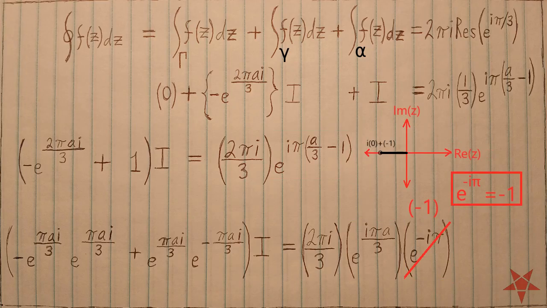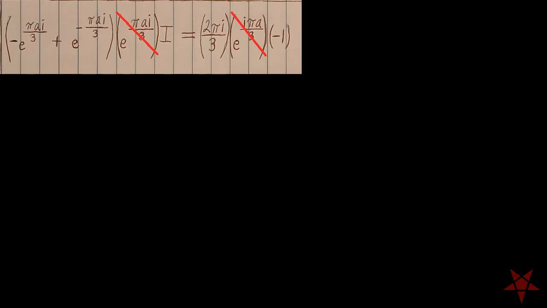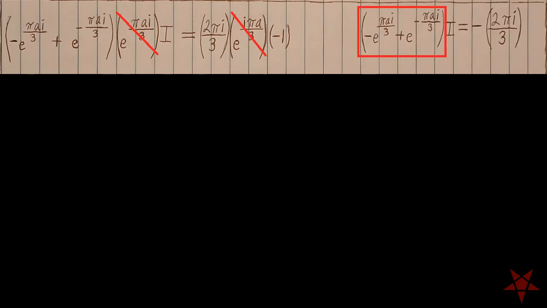The second term, e to the power of negative i pi, reduces to a negative 1. We now have terms on both sides of the equation, 2 on the left and 1 on the right, that are equal to e to the power of pi a i over 3. These terms cancel, and we are left with two complex exponential terms on the left, as well as minus 2 pi i over 3 on the right.